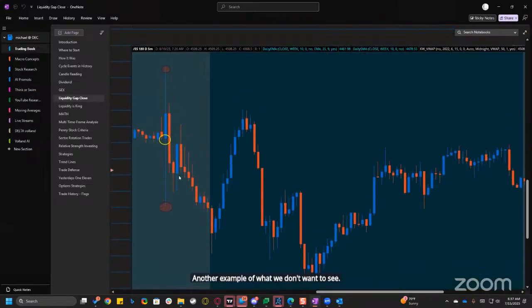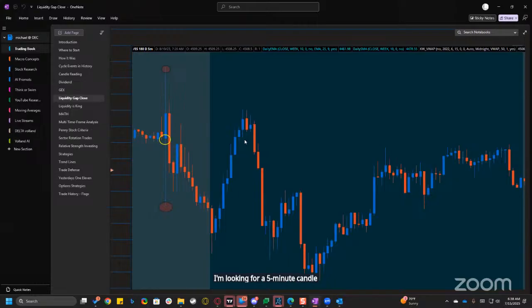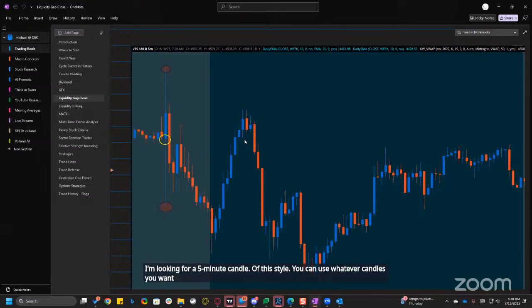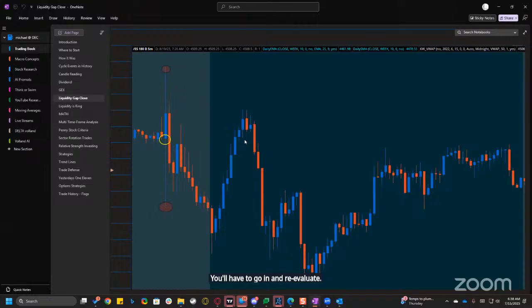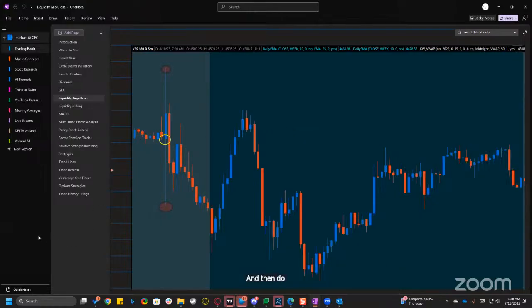So when we get the print at 8:30, I'm using a 5-minute chart here because it's what I usually use on an intraday to do analysis. I'm looking for a 5-minute candle of this style. You can use whatever candles you want, right? But you'll have to go in and reevaluate what one of these big bars looks like on the time frame that you use, and then do all of this work on your own to figure out how you're going to use it.